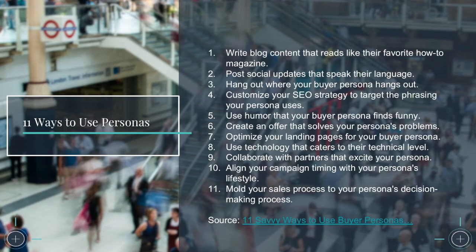Absolutely. Number 10, align your campaign timing with your persona's lifestyle. That makes a lot of sense. Yes, and something that I don't think a lot of people really think about. I think you take campaign timing as an internal thing, and a lot of B2C might be 9 o'clock at night where your persona is actually engaging with your content. That would be something I would add to that persona. Excellent. Number 11, mold your sales process to your persona's decision-making process.